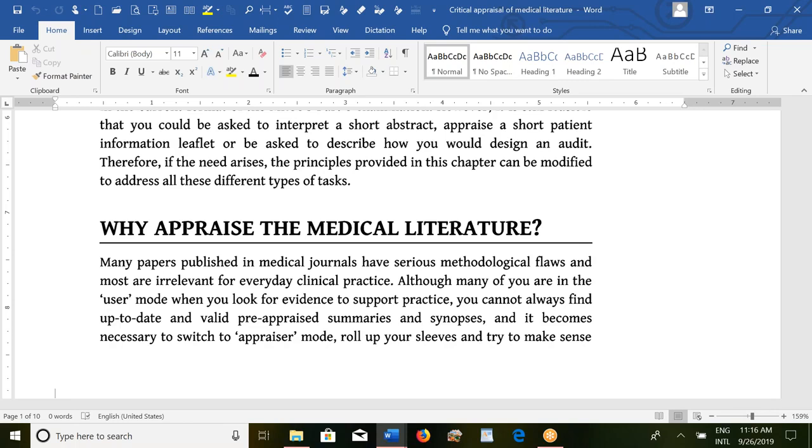So now you can ask the question: why do we have to appraise the medical literature? As you know, many medical papers are published in medical journals and they have serious methodological flaws, and most are irrelevant for everyday clinical practice. Many doctors in user mode look for evidence to support their practice, and you cannot always find good, up-to-date, valid pre-appraised summaries and synopses. So it becomes necessary to switch to appraiser mode.